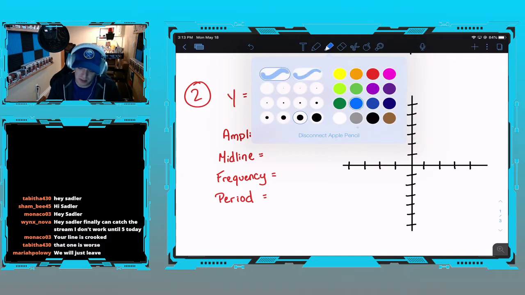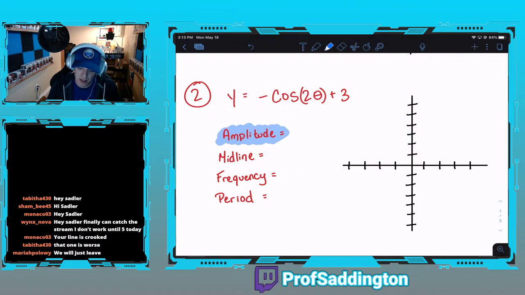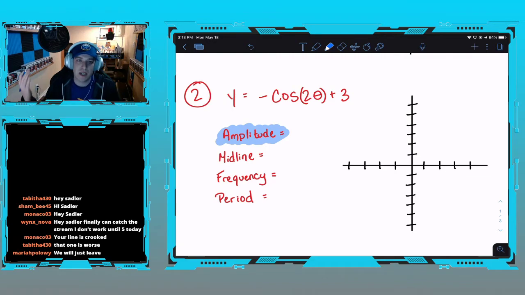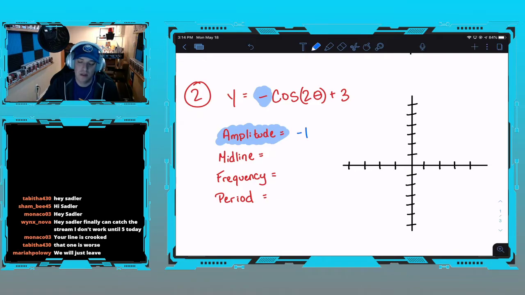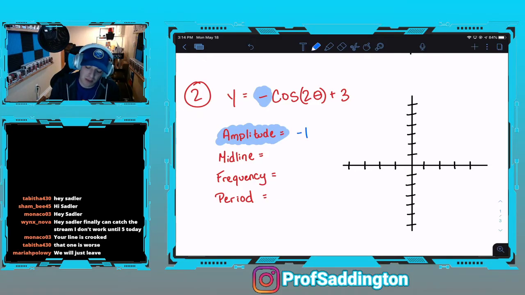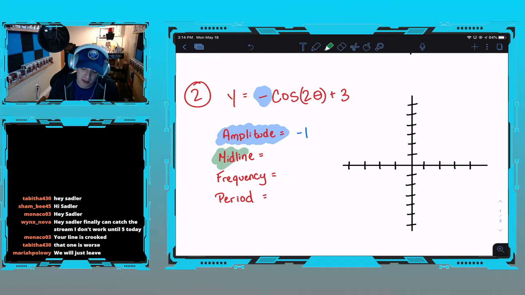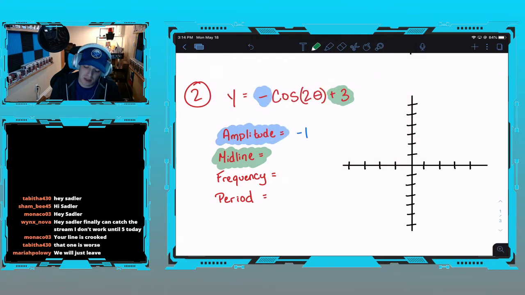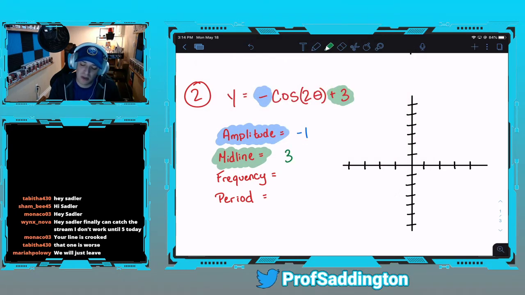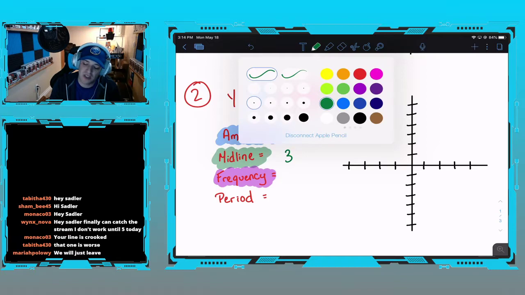I'm going to do all the same stuff. I got amplitude. So in this case, amplitude is the beginning number, which in this case is just a negative. And remember, if there's no number there, that means it's really going to be 1. The next thing I'm going to look for is my midline. And the midline says that it's positive 3. The next thing is going to be the frequency. The frequency is that 2, because it's the number on the inside, or it's the B value.